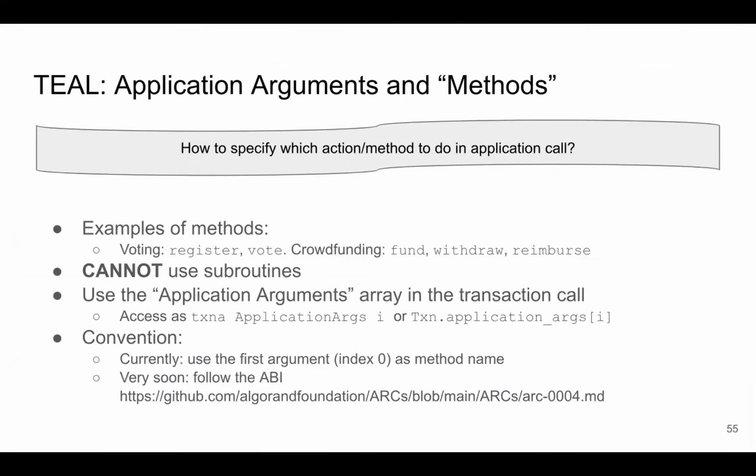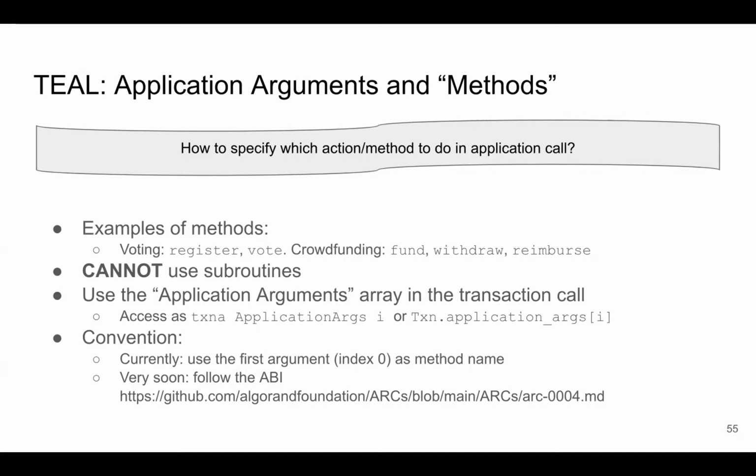Okay. Now, last part related to subroutines. Subroutines cannot be called directly. But how do you call a smart contract on a specific action? How do you say, I want my smart contract to do a specific action, to record that I donated this amount of money or to reimburse me? The way you do it is to use the application argument. So every application call transaction has this application argument as part of it.